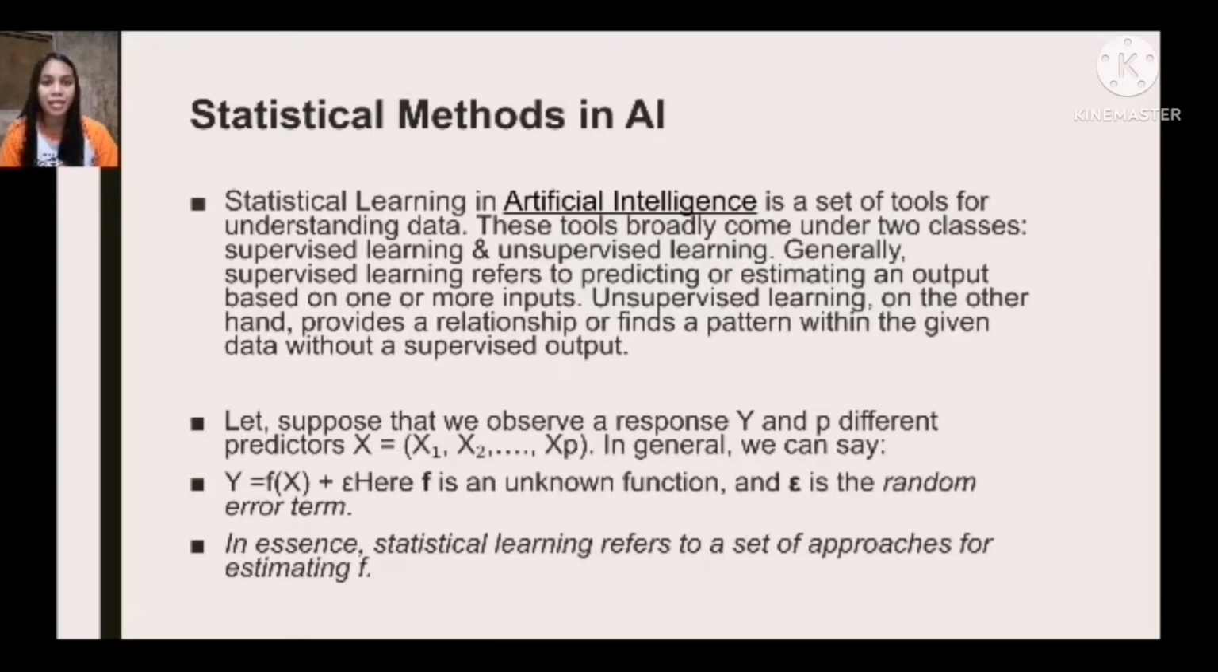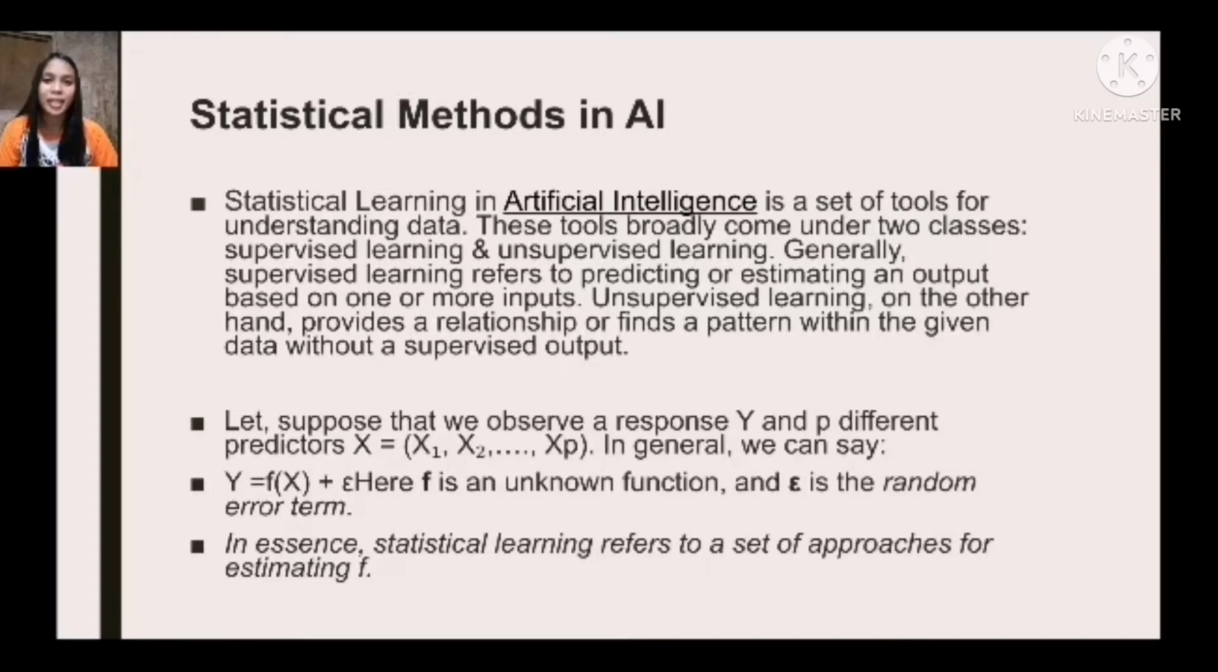Here, f is a fixed but unknown function of x sub 1, x sub 2, and so on. And e is a random error term, which is independent of X and has mean 0. In this formulation, f represents the systematic information that X provides about Y. The idea of statistical learning deals with several approaches to estimating the function f. The reasons behind estimating the function f are twofold, namely prediction and inference.